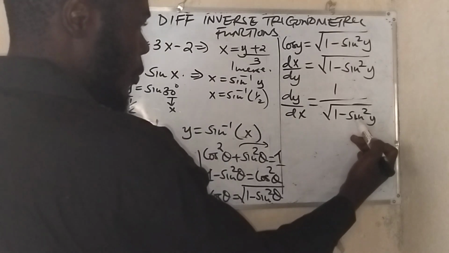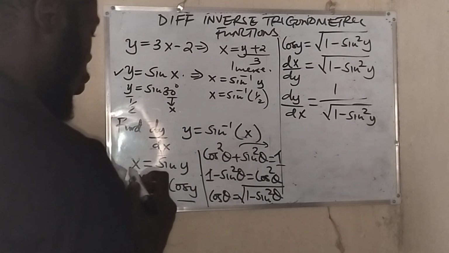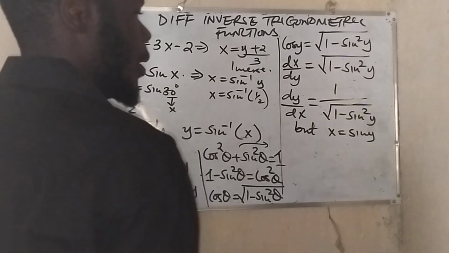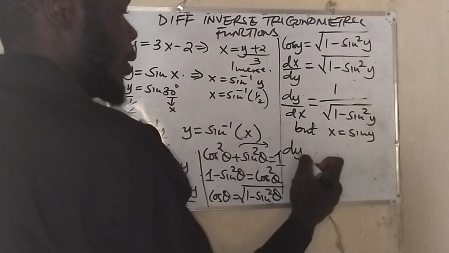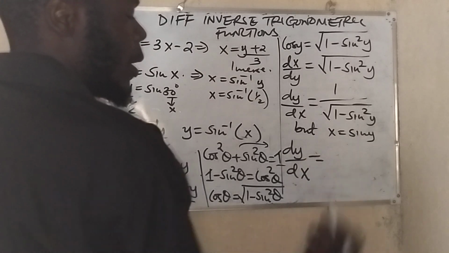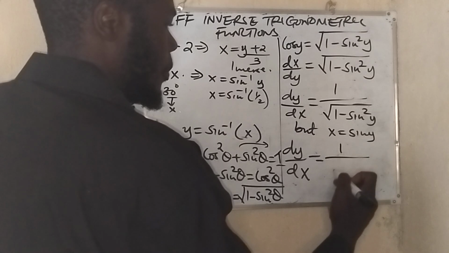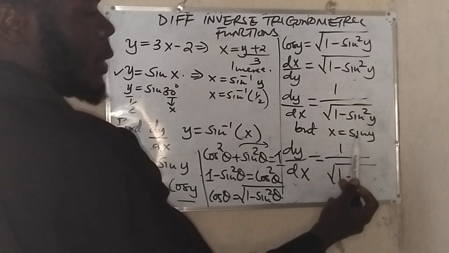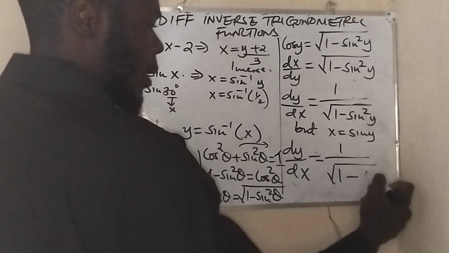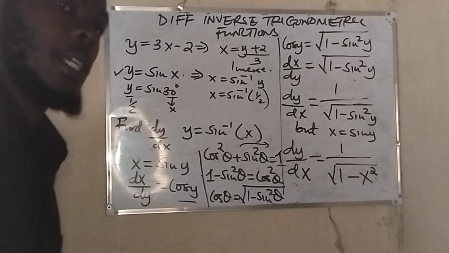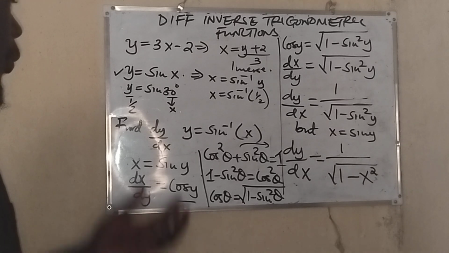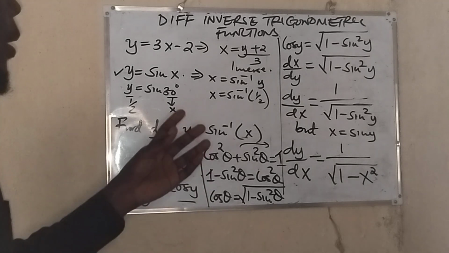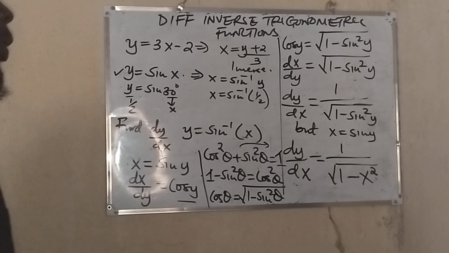But we have sine squared of y, and we know that x equals sine y. So we substitute. Your final answer is dy dx equals 1 over the square root of 1 minus sine squared y, but sine y is x, so sine squared will be x squared. Up to there, now you can follow this example and do the other derivatives of inverse trigonometric functions.